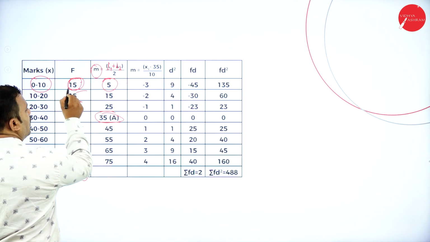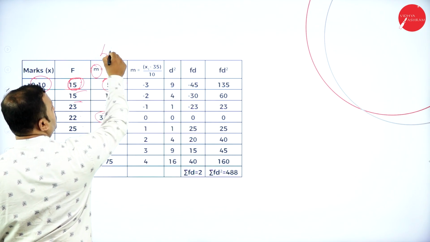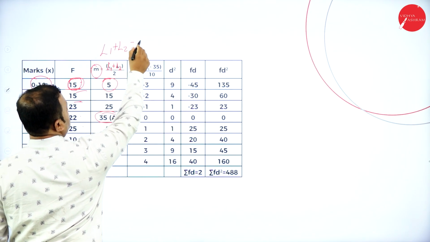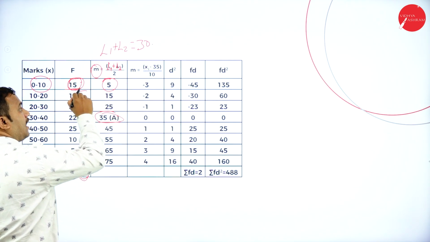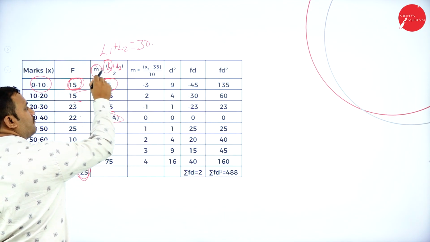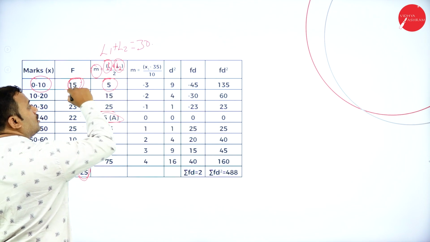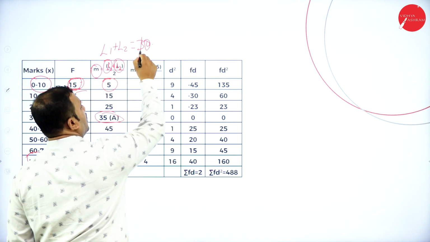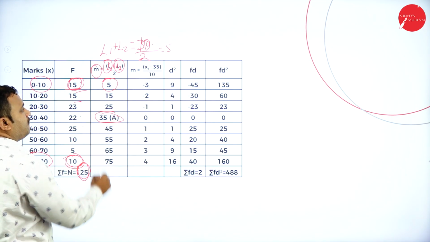Let me clarify this here. Between 0 to 10, we have 15 students. So L1 plus L2 is equal to 10, and 10 divided by 2 is equal to 5. L1 must be equal to some value and L2 must be equal to some value, that has to be divided by 2. What is the value I'll get? That is 10. 10 divided by 2 is equal to 5. If that is the case, I have 15 here.